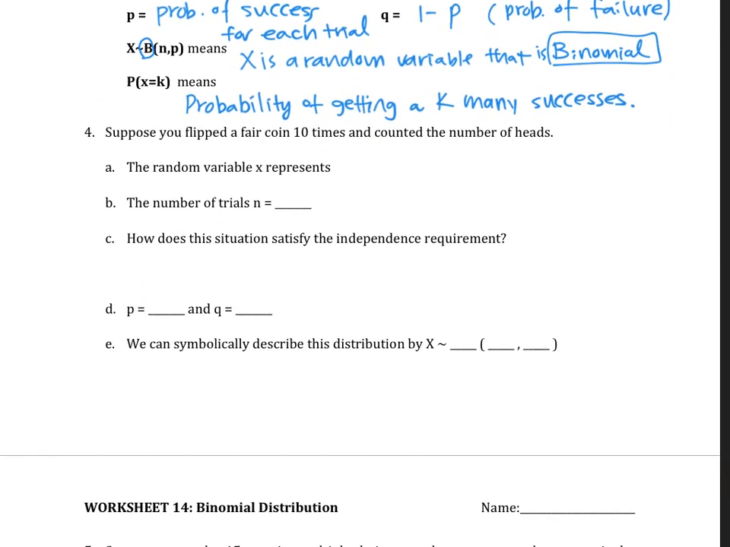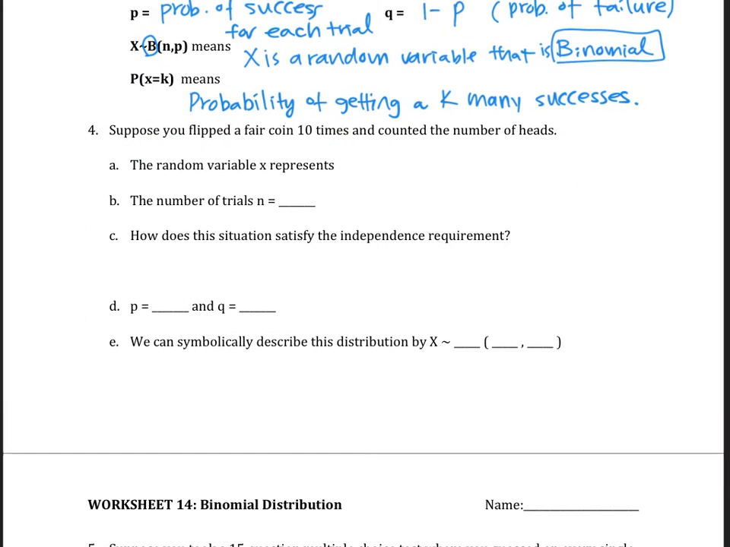And I'm going to do number 4. I'm going to have you try the next question. Suppose you flip a coin 10 times and count the number of heads, okay? So the random variable is a binomial random variable that represents the number of heads out of 10 coin tosses. The number of trials is 10, because you're tossing a coin 10 times.